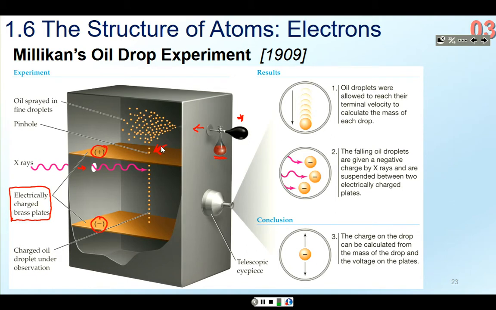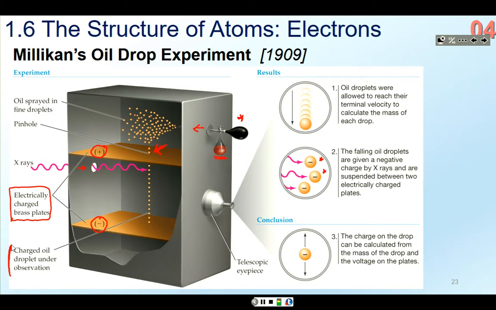Well, what did they figure out? They were able to observe the droplet as it passed between the charged plates. Well, what happens? The oil droplets were allowed to reach their terminal velocity, and they were able to suspend them between the two plates because of there being a charge. The falling oil droplets are given a negative charge by the X-rays. So the X-rays impact the droplets to give them a resulting negative charge.